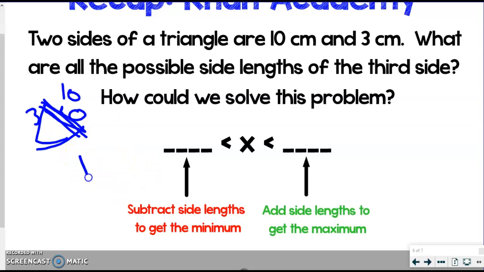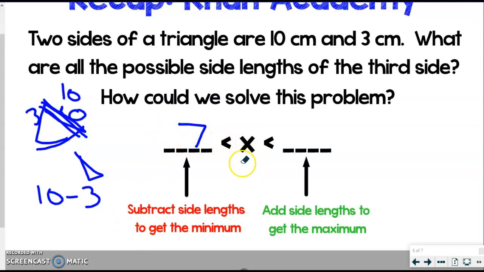Even if that triangle is super narrow, something like that, okay, we still need to know what that number would be. So to do that, all you have to do is take the two sides they give you. In this case, it's 10 and 3, and we're going to subtract them to figure out what's the minimum number we have to make sure we're bigger than. And so 10 minus 3 gives us 7.